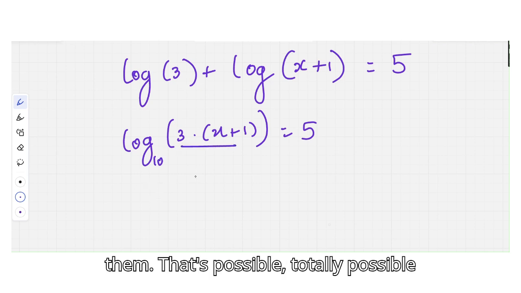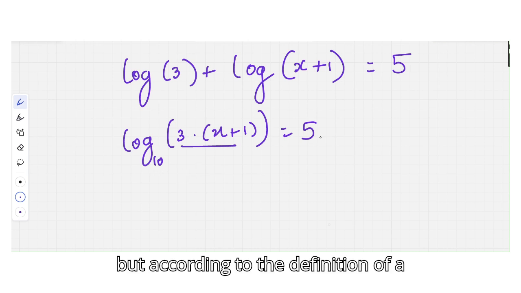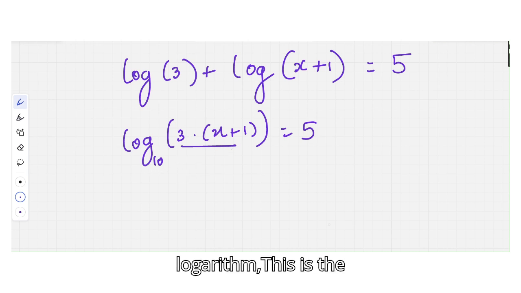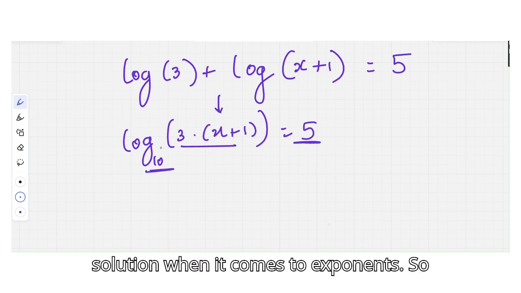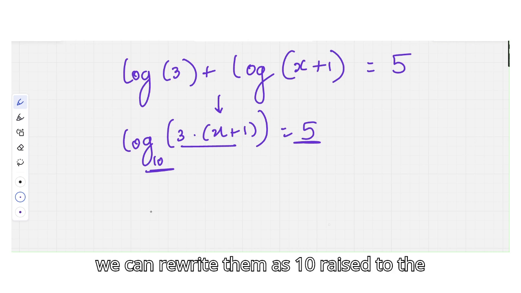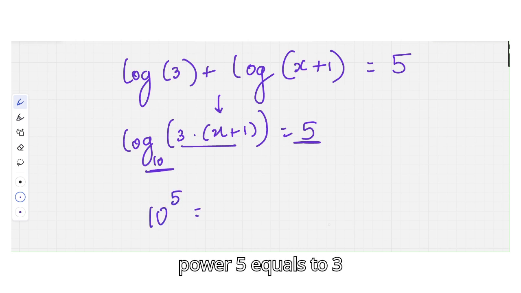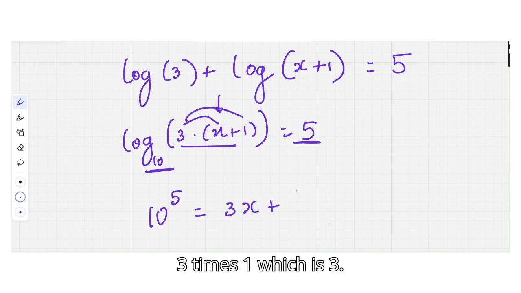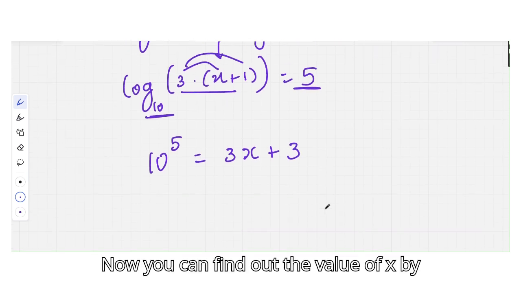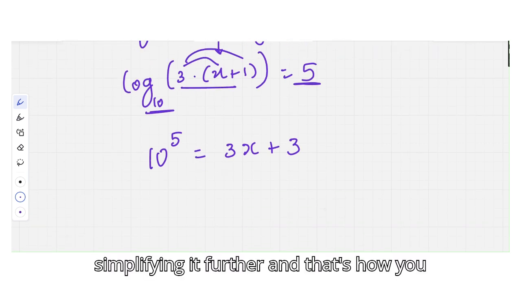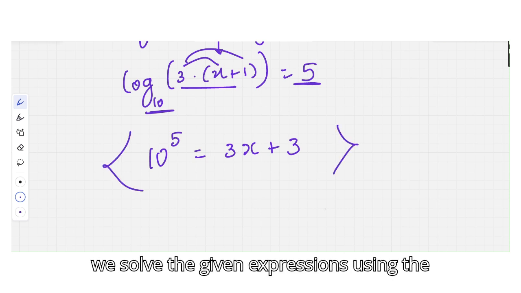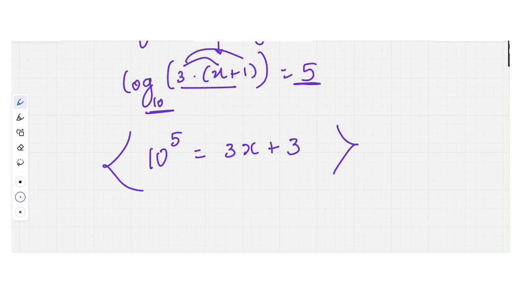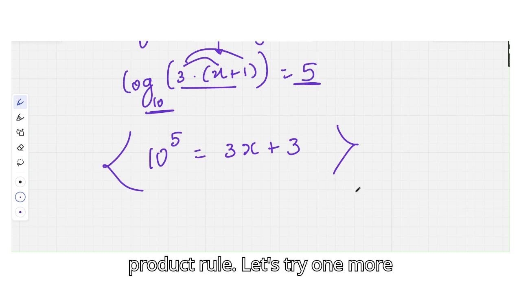And we can multiply them. According to the definition of a logarithm, this is the base, this is the power, and this is the solution when it comes to exponents. So we can rewrite them as 10 raised to the power 5 equals 3 times x plus 3 times 1, which is 3. Now you can find out the value of x by simplifying it further. That's how you solve the given expressions using the product rule. Let's try one more problem.